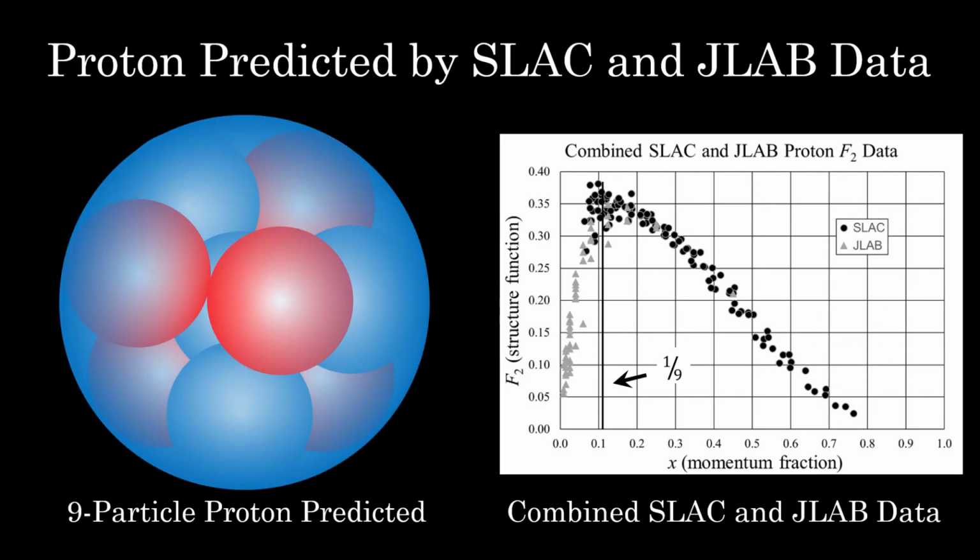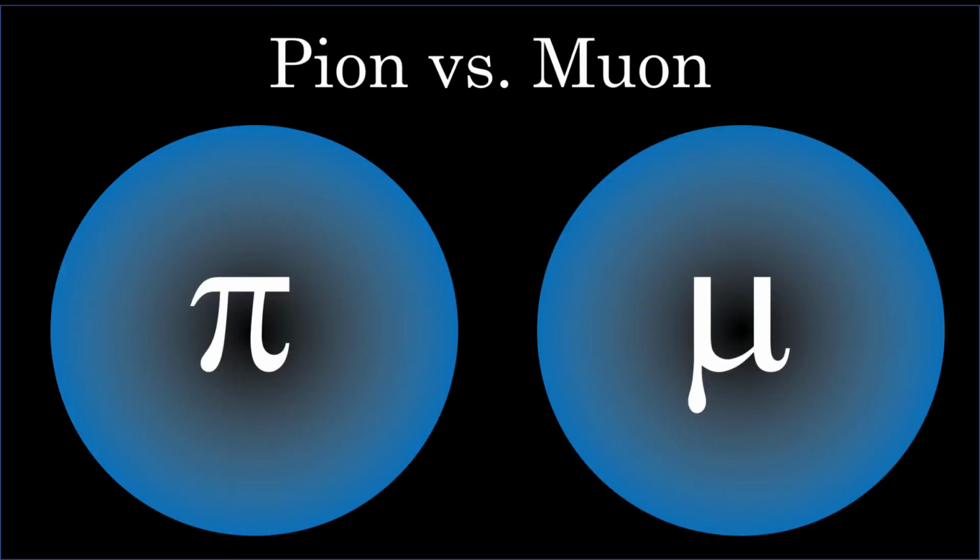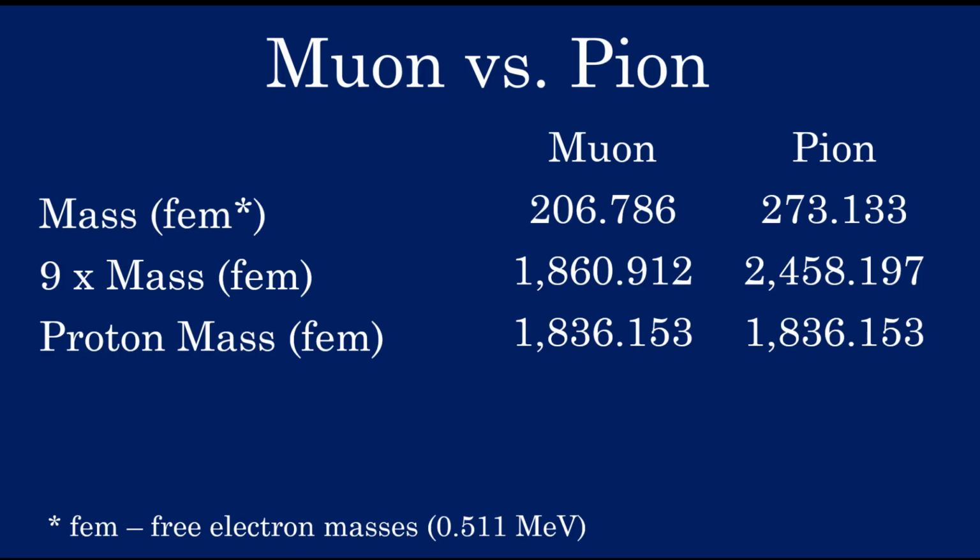The F2 peak at x equals 1/9 indicates that the scattering electrons see 9 particles inside the proton, each carrying 1/9 of the proton's total mass. There happen to be 2 known elementary particles that have a mass in the neighborhood of 1/9 of the proton's mass, the pion and the muon. The muon mass of about 207 electron masses is closer to 1/9 the proton's 1,836 electron masses than the pion mass of 273 electron masses.